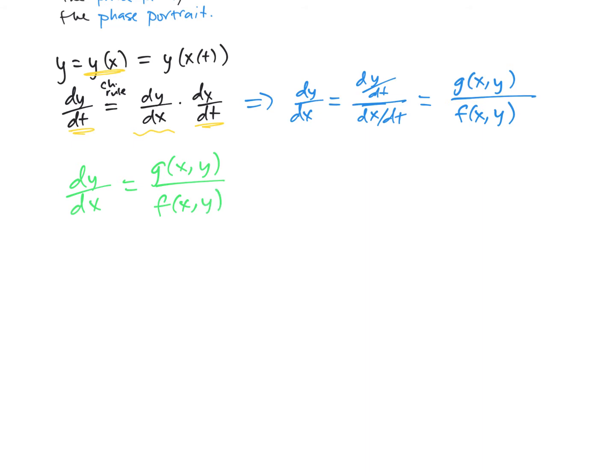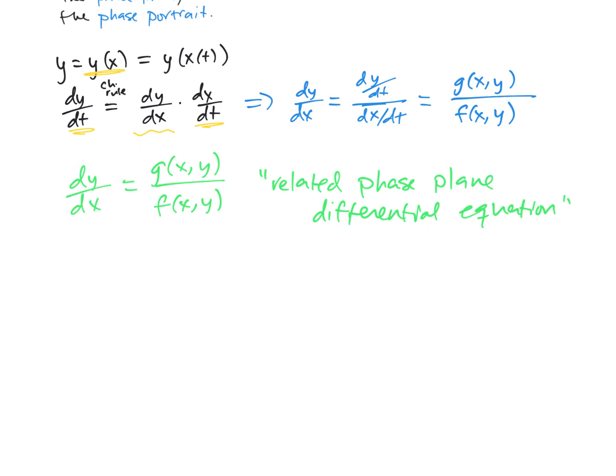And the key thing here is that because we didn't have any t's on the right-hand side of our original system, this equation here doesn't have any t's. And so this is a new differential equation. This is called the related phase plane differential equation. And this is what we can use to try to plot our trajectories.